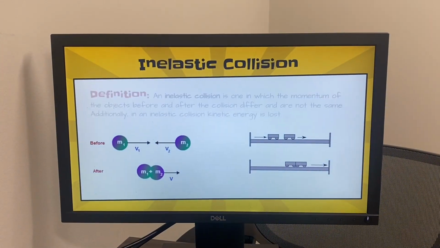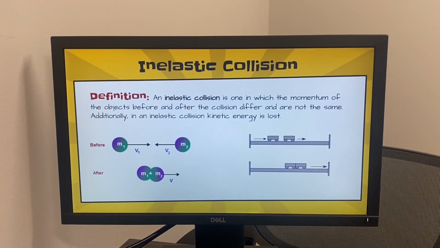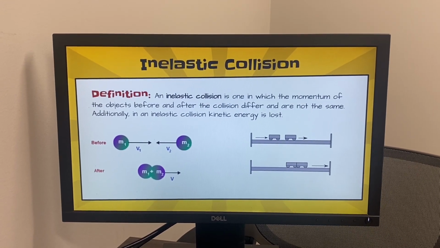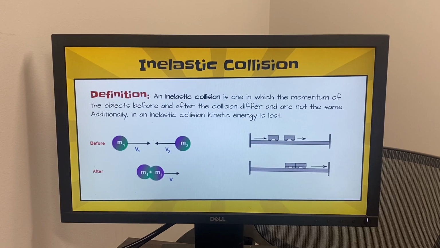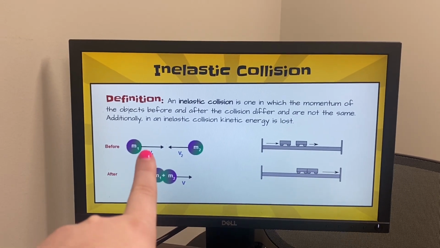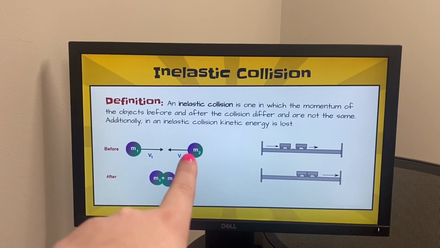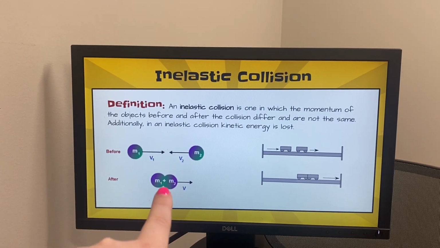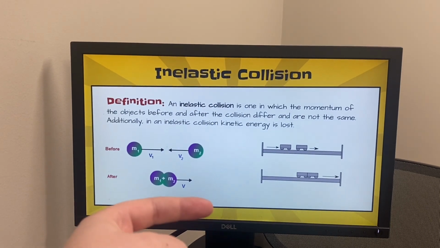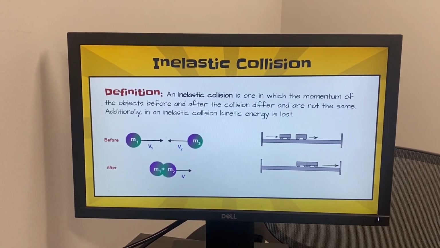The definition of an inelastic collision is one in which the momentum of the objects before and after the collision differ and are not the same. Additionally, in an inelastic collision, kinetic energy is lost. As you can see in this picture, you have two separate masses with two separate velocities. After they collide, the masses are stuck together and they continue in this forward direction with a different final velocity.